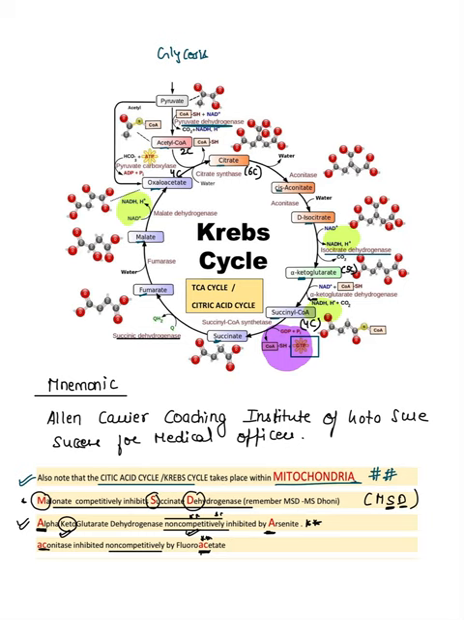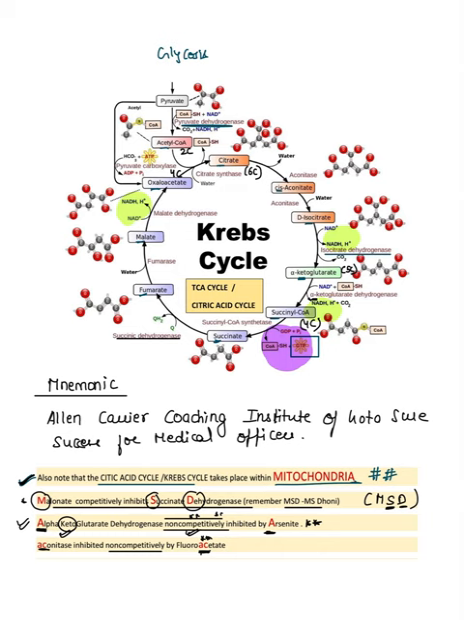This citric acid cycle or the Krebs cycle takes place in the mitochondria. Very important, must know thing. Malonate inhibits the enzyme succinate dehydrogenase. How can you remember? Mahendra Singh Dhoni, MHD.